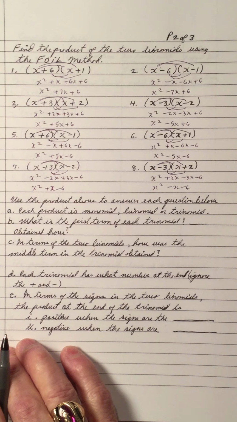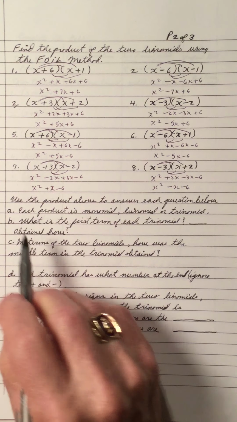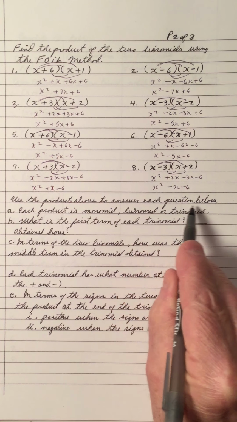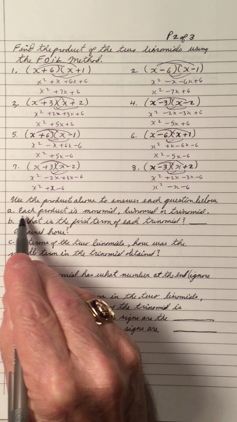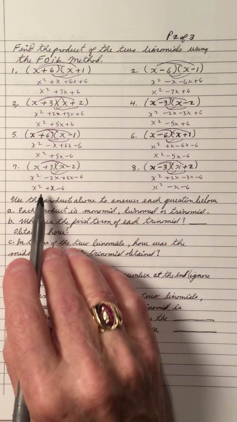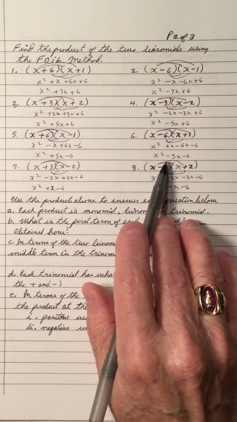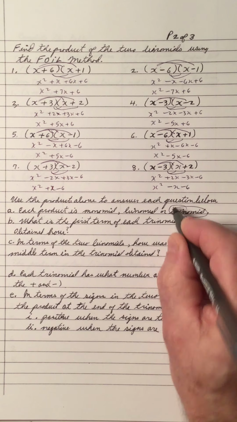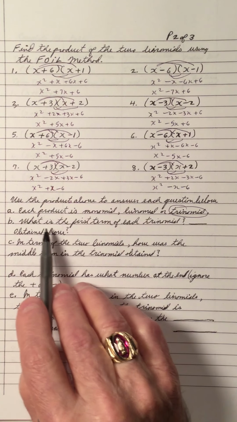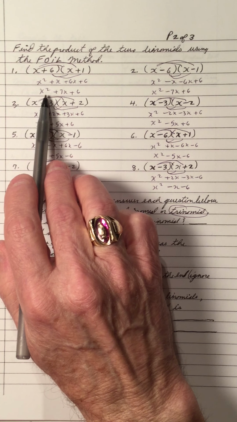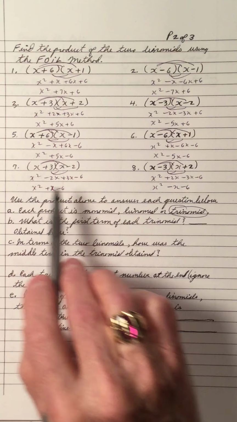First, outside, inside, last. And let's use the products above to answer each question below. A, is each product a monomial, binomial, or trinomial? So each product here is 3 terms. Notice 1, 2, 3. So each product is a trinomial. What is the first term of each trinomial? The first term of every trinomial is, as you can see, x squared.